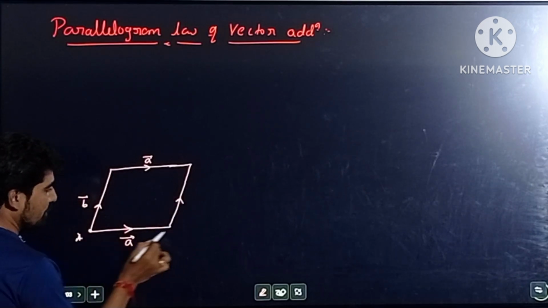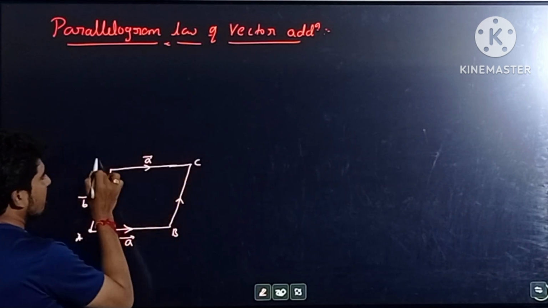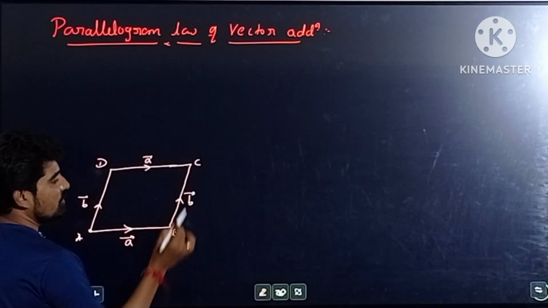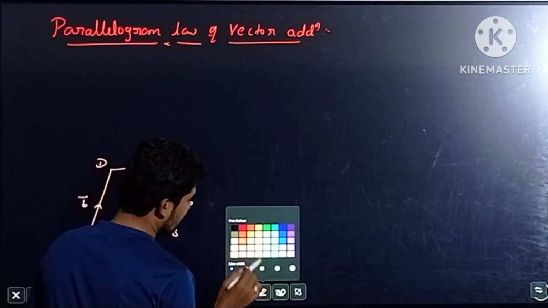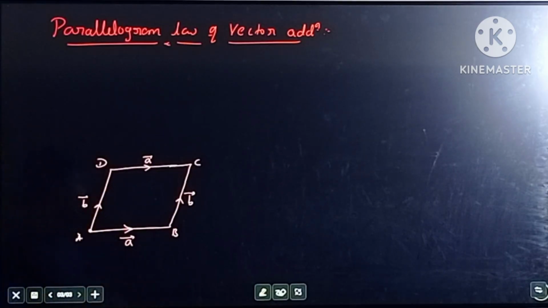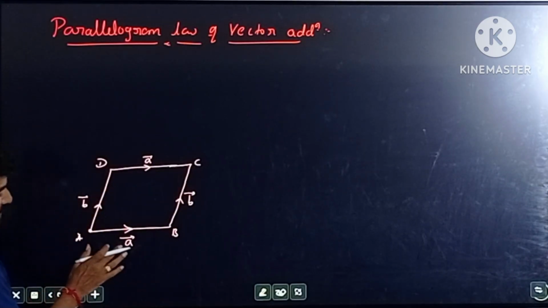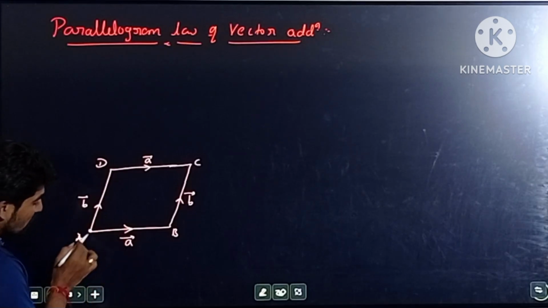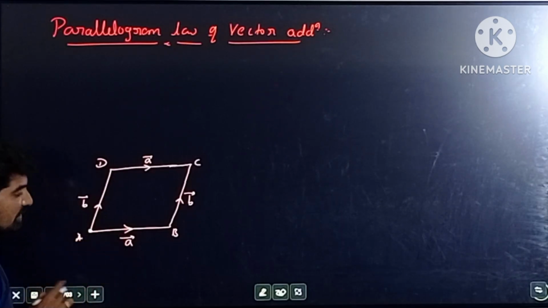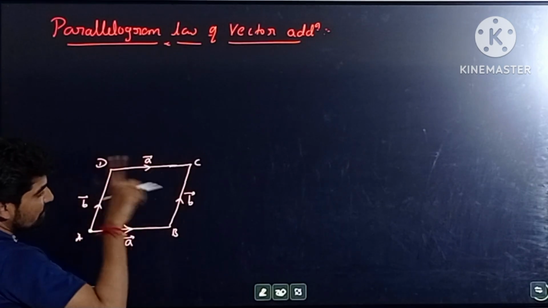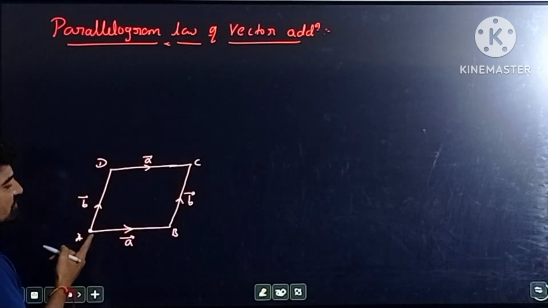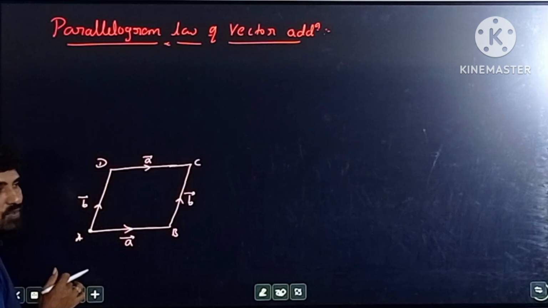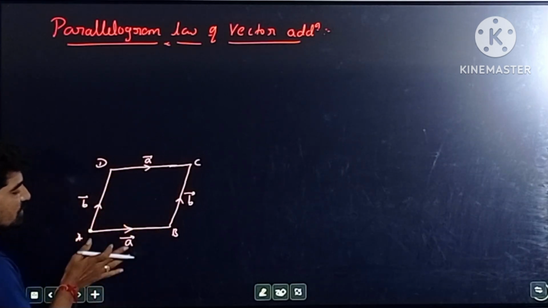Now ABCD is a parallelogram, so this is also a B vector, because from the properties of the parallelogram we know that opposite sides are equal and parallel. Now see here, if the A vector and B vector are two adjacent sides of the parallelogram which are initiated from the same point, then the diagonal of the parallelogram which is initiated from the point where these two vectors initiate, gives the resultant of these two vectors.